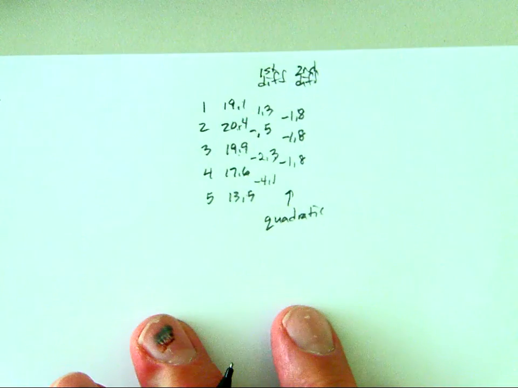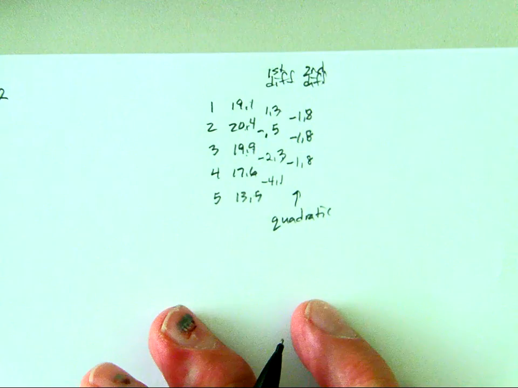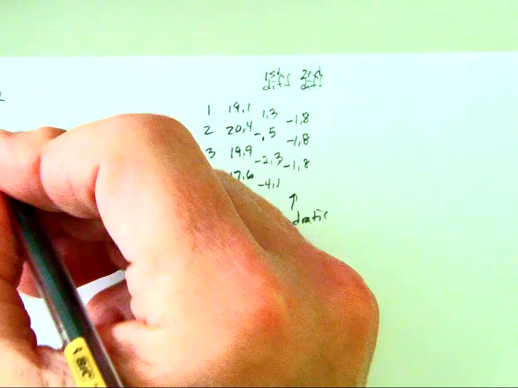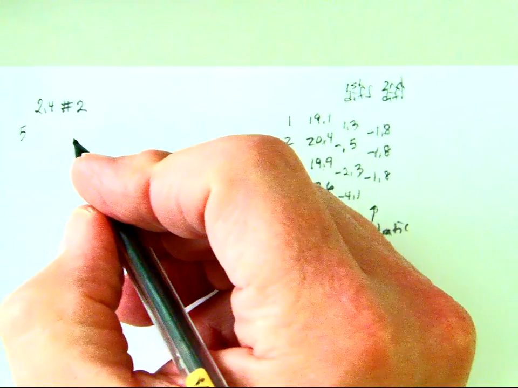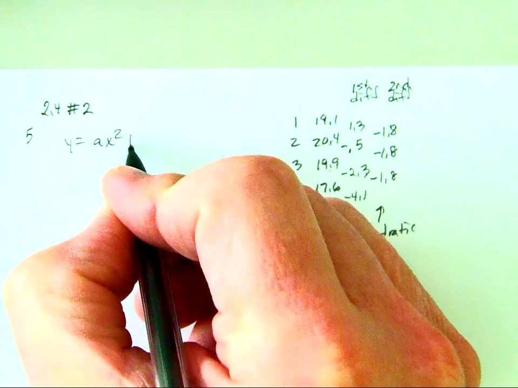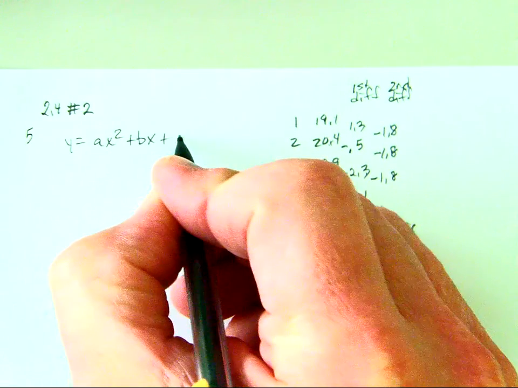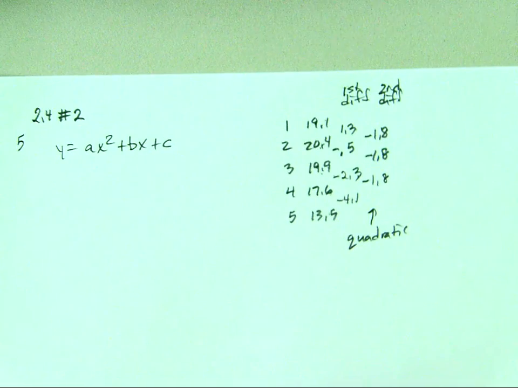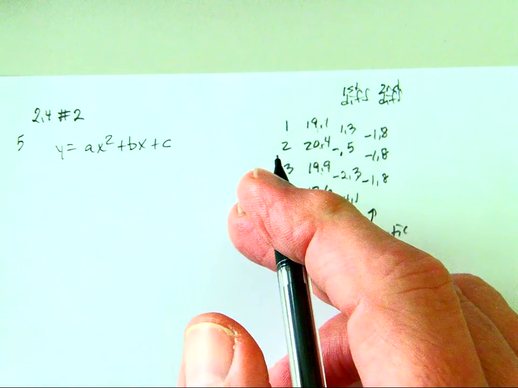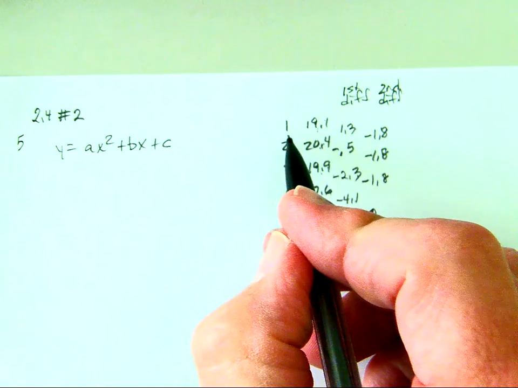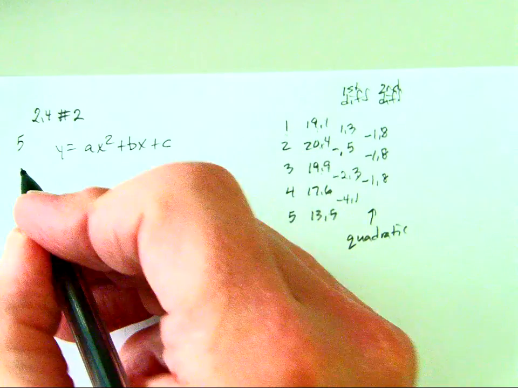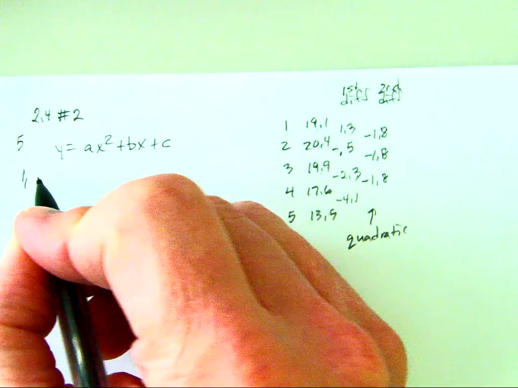All right, now these are a little trickier to find. What you have to do is take those points and plug them into our equation. We're going to start with our standard form equation, which is y equals ax squared plus bx plus c. Now we're going to plug each one of those sets into here. We just need to plug 3 of them in. Let's just say we go in order. We plug in this first one, the point 1, 19.1.